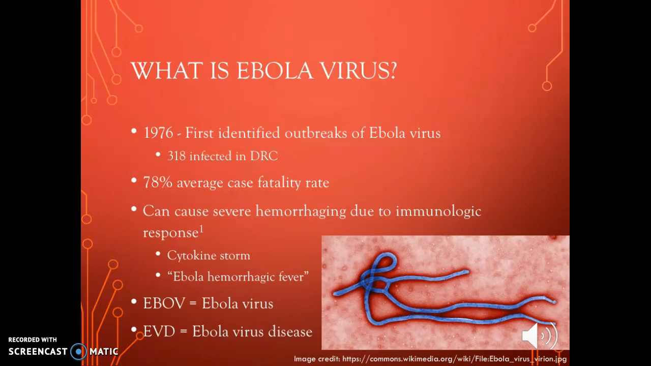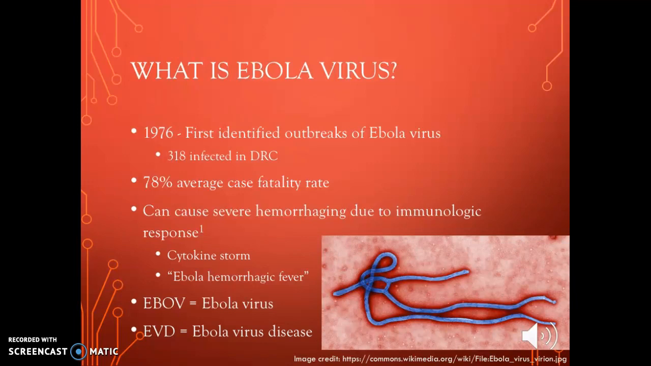It was first identified in 1976, making it a fairly new virus, and there were actually two outbreaks during that year. One in Sudan in Africa, and the second in the Democratic Republic of Congo, what was formerly Zaire. 318 people were infected during the Zaire outbreak, and for that reason, the name Ebola Zaire is typically used to reference the main species of Ebola, although there are 4 other identified species of the virus.